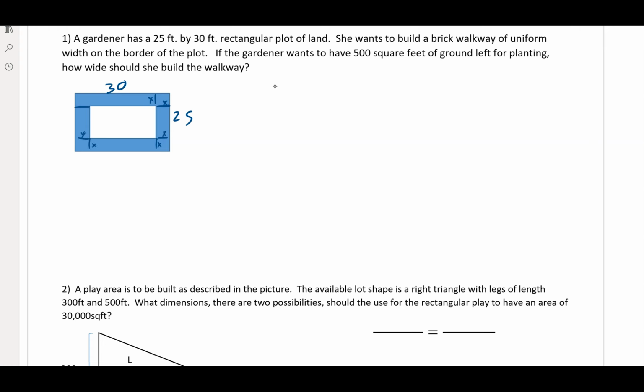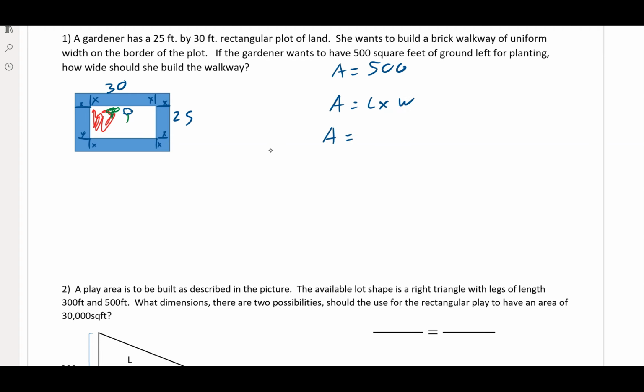See, they're the same problems over and over again. And so this is ground in here. This is our dirt, that's our dirt for plants. And we're going to put some little trees in here, right? And some flowers. Okay, so she wants to build a brick walkway, and the gardener needs to have at least 500 square feet of ground left for planting. So that's an area. When you see square feet, they're saying area. And our area is length times width.